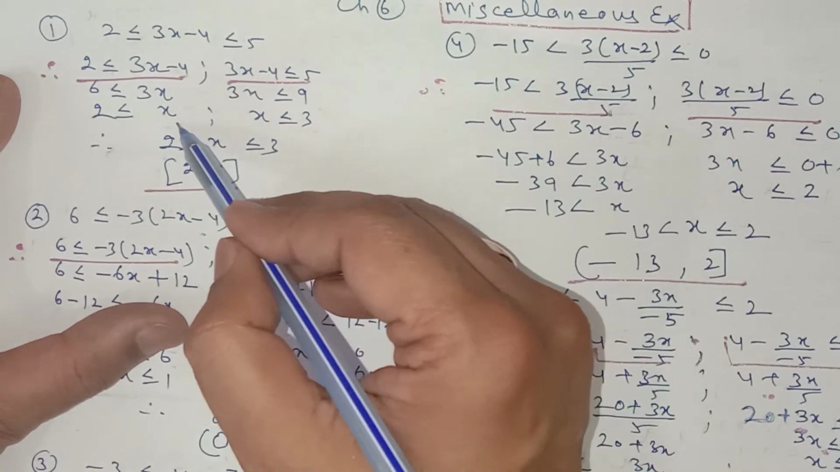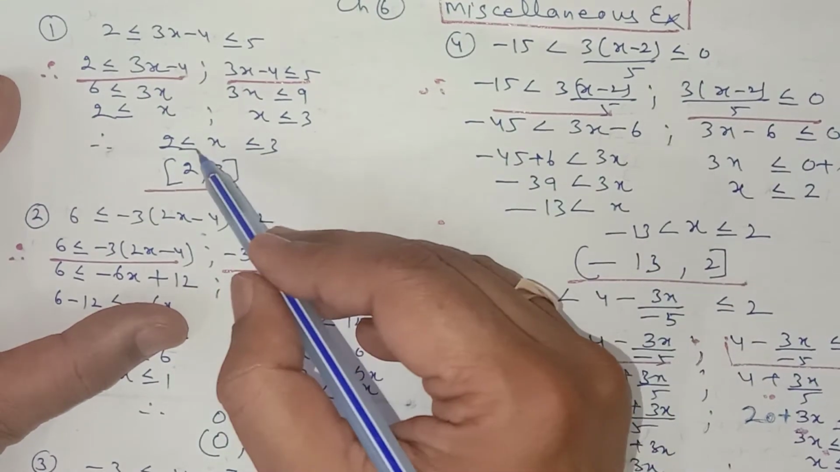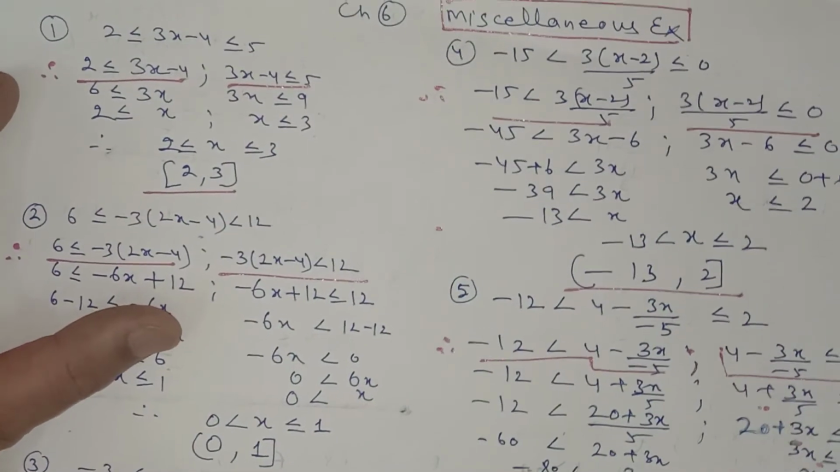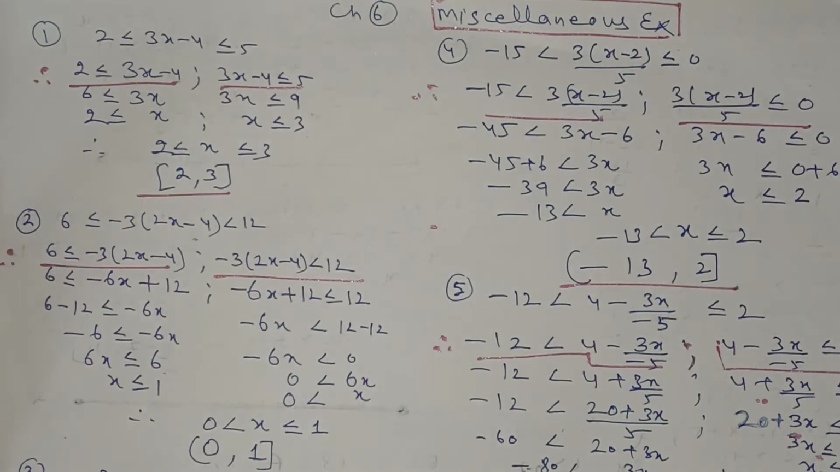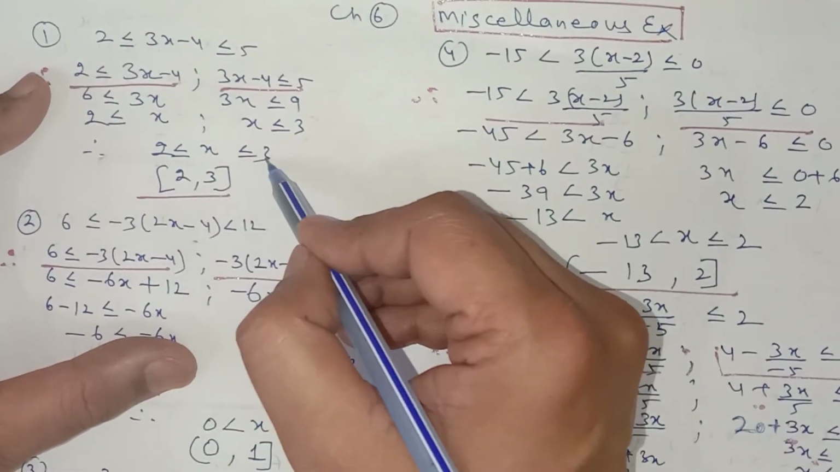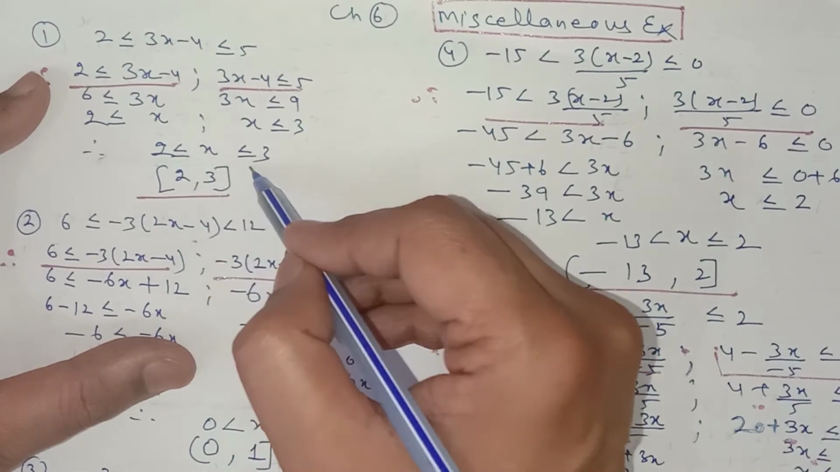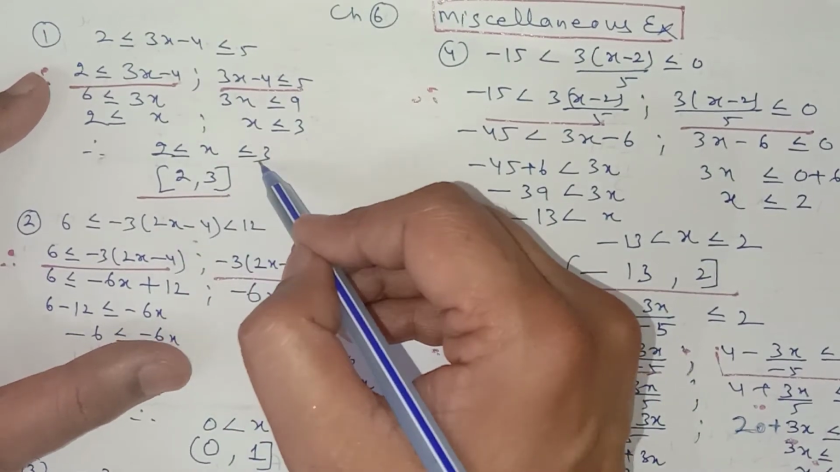So the value of x is greater than equal to 2 and less than equal to 3, like this you have to put. Because it is not given which solution you have to find, it means you have to find the solution in the real numbers. So you have to find all real numbers from 2 to 3. So 2 to 3 closed interval is this because the equal sign is there. Greater than 2, less than 3.